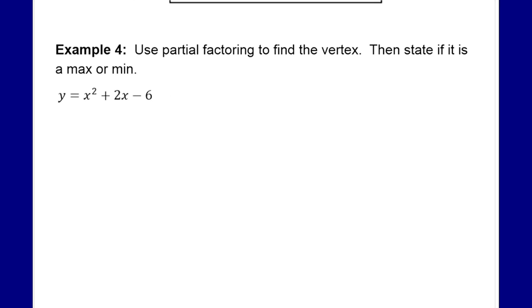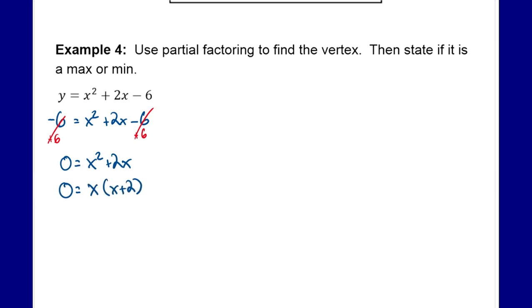So let's use partial factoring to find the vertex and state if it's a maximum or minimum. I'm going to set y equal to -6, this constant. So -6 is equal to x squared plus 2x minus 6. That cancels out, because if I add 6 to both sides, they're both gone. I'm left with 0 equals x squared plus 2x. Now I want to common factor this. So 0 equals x times x plus 2.